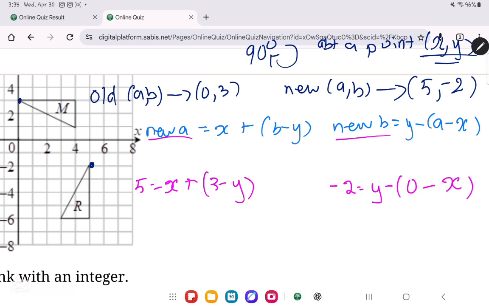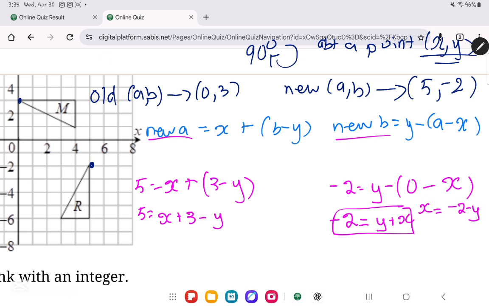So if you simplify it even further, you're gonna get that 5 is equal to X plus 3 minus Y. And then, very important, minus 2 is equal to Y plus X. This is after simplifying it, okay? So now you have to make X the subject in this one. So X is gonna be equal to minus 2 minus Y.